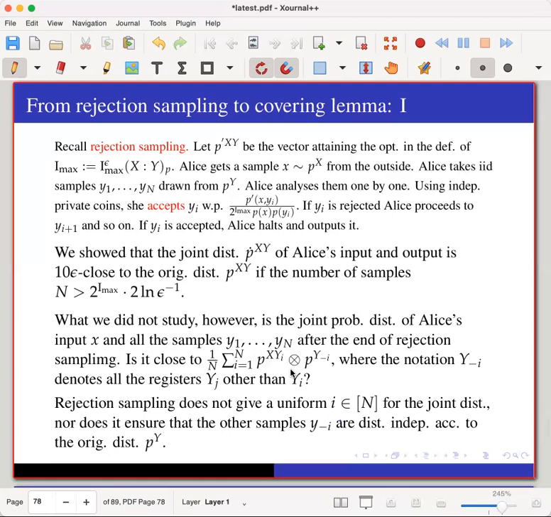What Alice has to do is, Alice is given X from the outside and she has Y1 to Yn from the public. Alice just tosses a random coin, I from 1 to N, and then she sends I to Bob. Actually, she has to do a little bit of tweak for the protocol to actually work, but let me make it clear. It is true that this distribution is close to the complete product distribution.